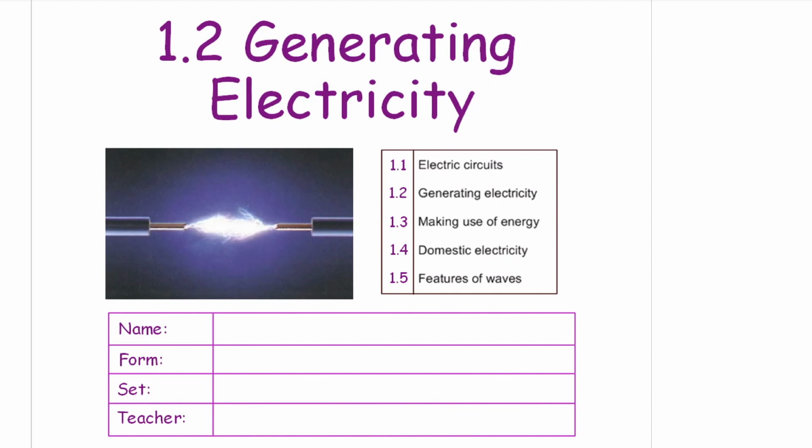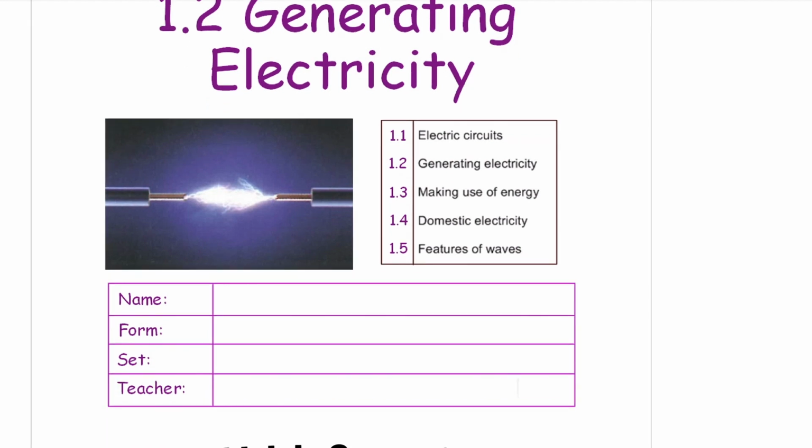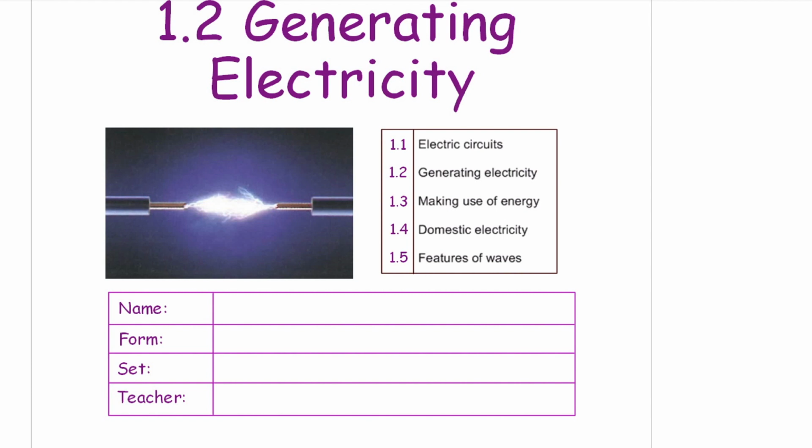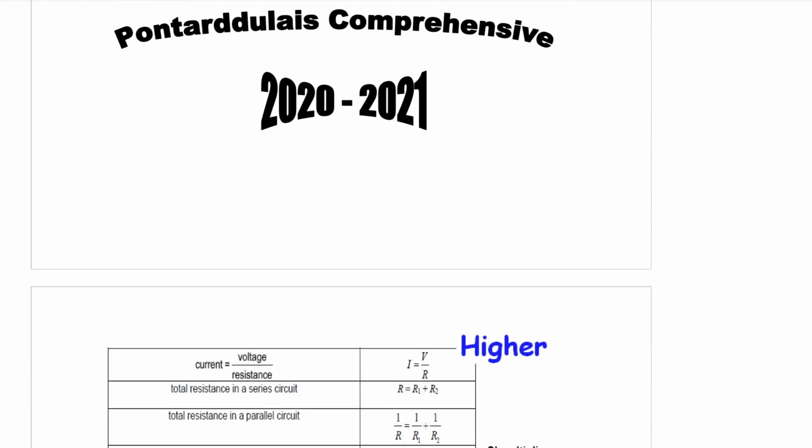Hello Year 10, this is the second topic of GCSE Double Science Physics, Generating Electricity. Please first fill in the front page of your booklets. You can see that this is the second of 5 topics and you'd have already studied electric circuits.